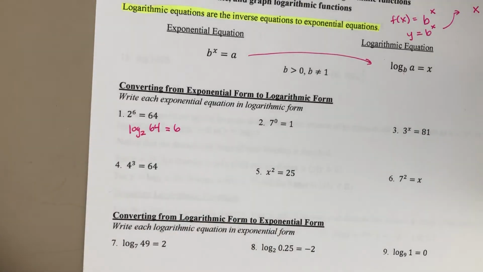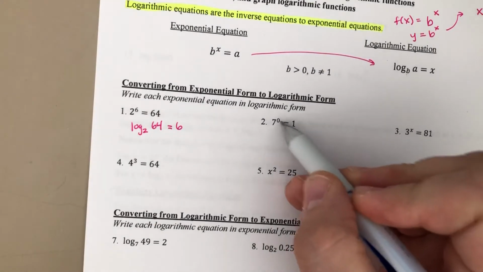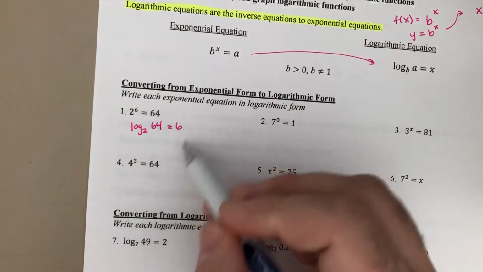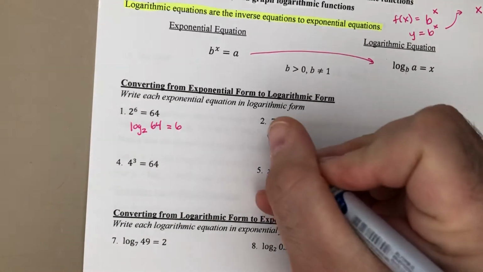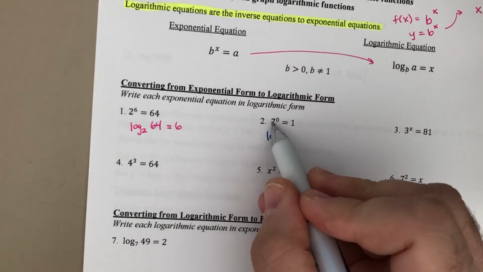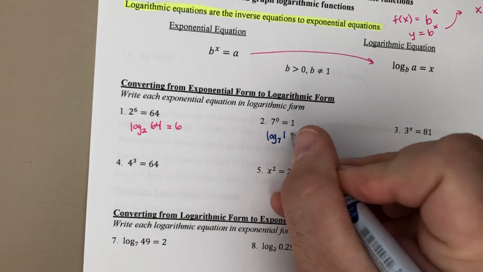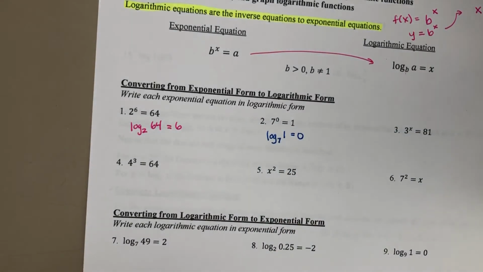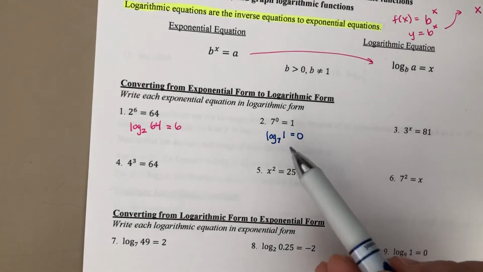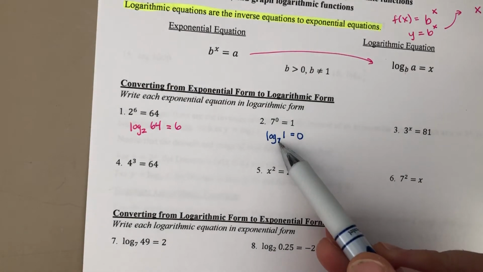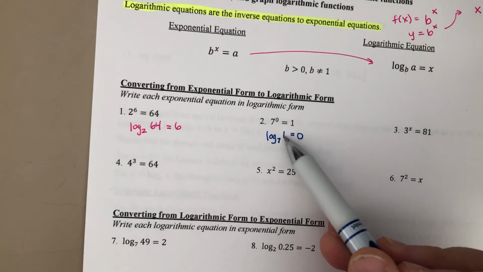Okay, so we have 7 to the 0 equals 1. We want to convert it. All right, so we're going to do log base 7 of 1 equals 0. Well, again, one way to think about this, 7 to what power equals 1?